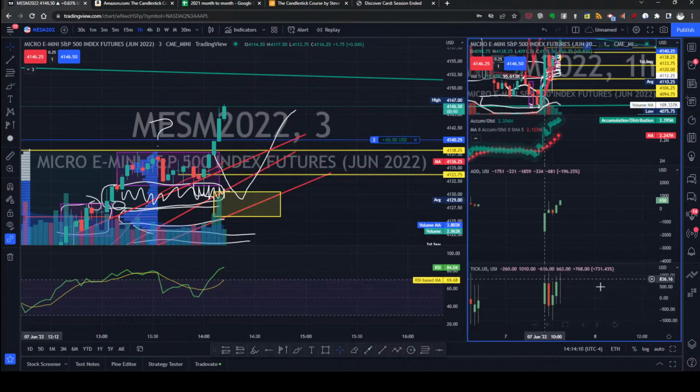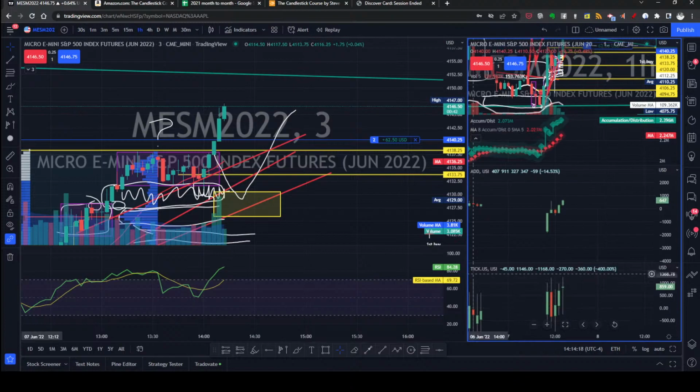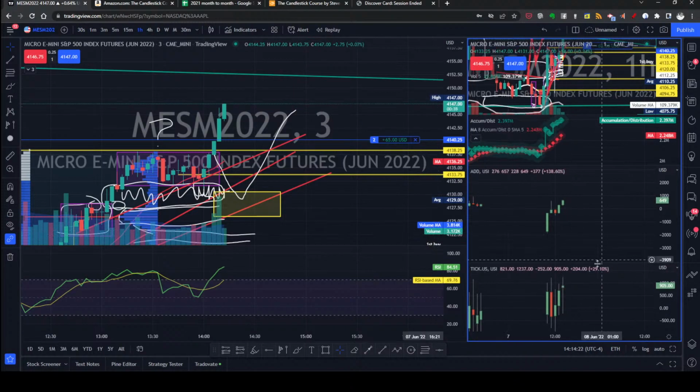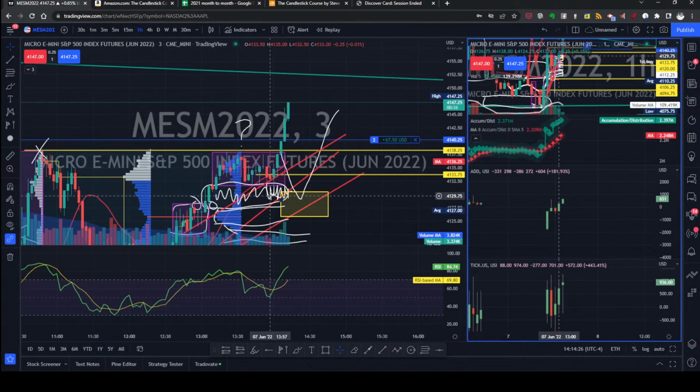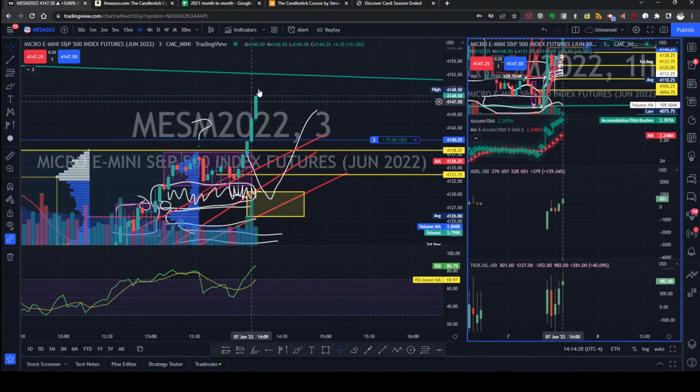Alright, there's the tick. So we got ticks at 854. 854 companies are moving up on an uptick right now. Net. So only big money can move multiple companies like that. So this is definitely institutional participation. We have the 60-minute line coming up here.